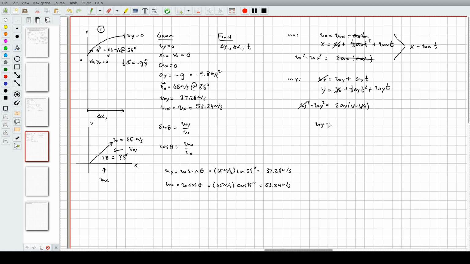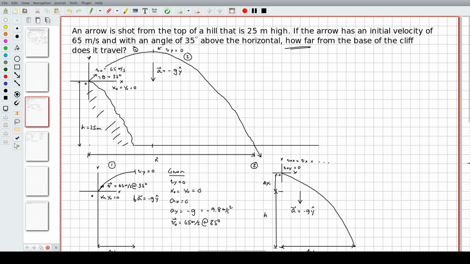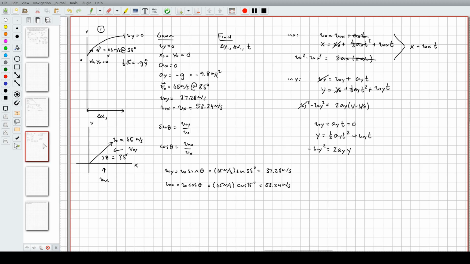V naught y plus ay times t is equal to 0. Y is equal to 1 half ay times t squared plus v naught y times t. And minus v naught y squared is equal to 2 times ay times y. So there we go. We have 4 equations overall. Let's not forget the goal here. The goal ultimately is to find out the range, right? So we keep on task here, and let's just solve for the stuff that we don't know.